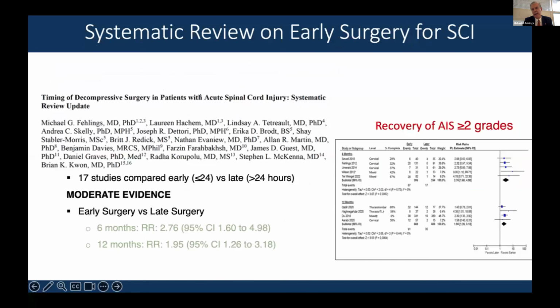So if we now look at the recovery of 2 or more ASIA grades, we are now able to undertake a quantitative meta-analysis. And these are the 6-month and 12-month follow-up data.